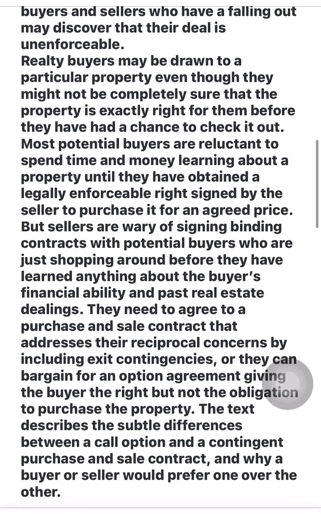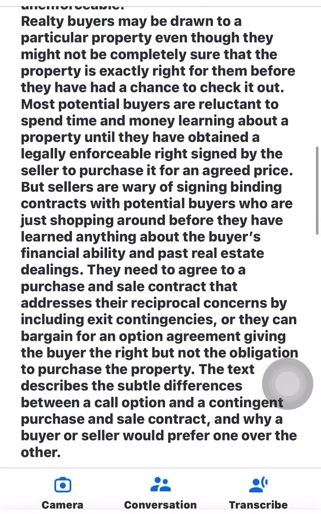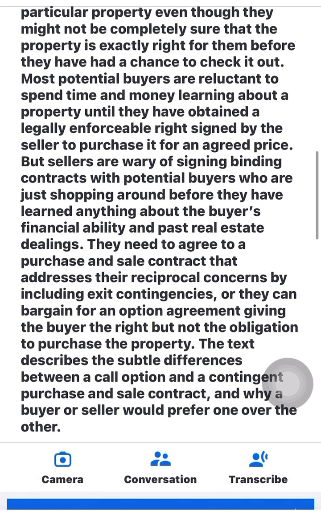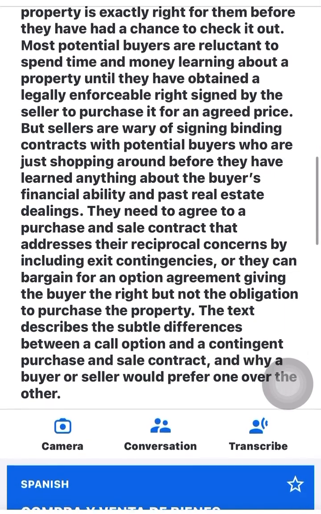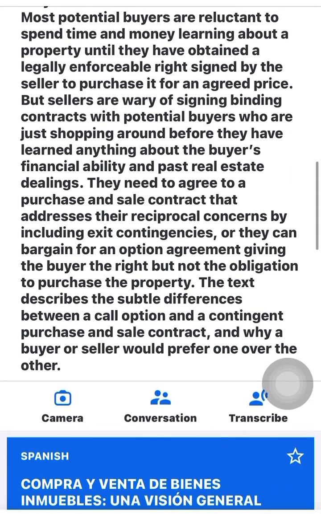Realty buyers may be drawn to a particular property even though they might not be completely sure that the property is exactly right for them before they have had a chance to check it out. Most potential buyers are reluctant to spend time and money learning about a property until they have obtained a legally enforceable right signed by the seller to purchase it for an agreed price.